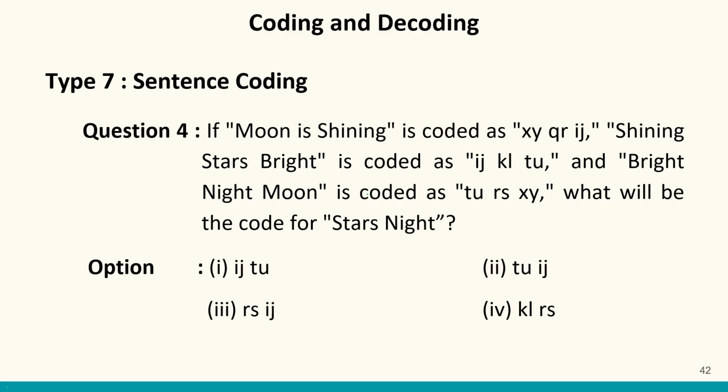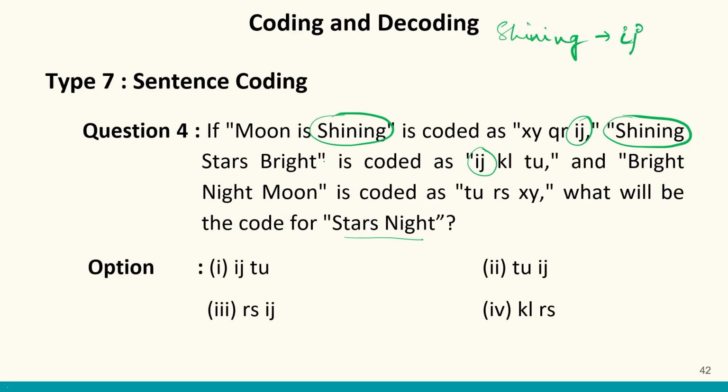All these three sentences are given and we have to find the code for stars and night. So I can see that if I look over here, shining and shining. Moon is shining, shining stars bright. So shining is the only common word. And the code for here is XYQRIJ. And the code for here is IJKLTU. So IJ is the only common code. So shining will be coded as IJ.